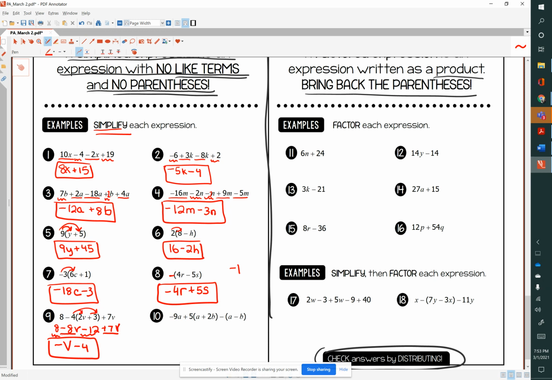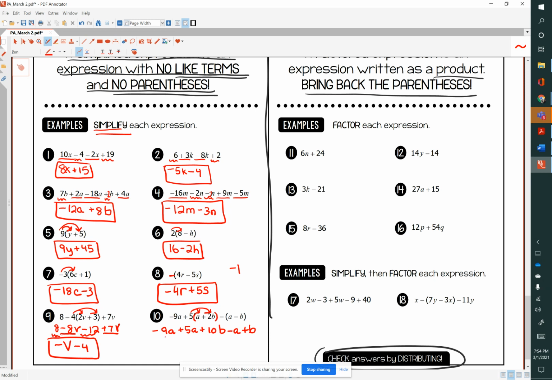And then number 10, we have negative 9a plus 5 times the quantity of a plus 2b minus the quantity a minus b. So we definitely need to distribute first. So we have negative 9a plus 5 times a is 5a, and 5 times 2b is 10b, and those are positive. Now we're going to multiply negative times a is negative a, negative times negative b is positive b.